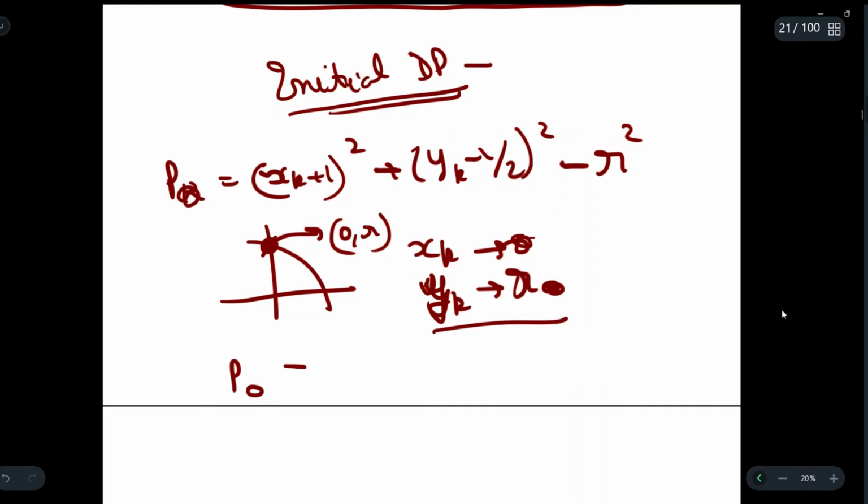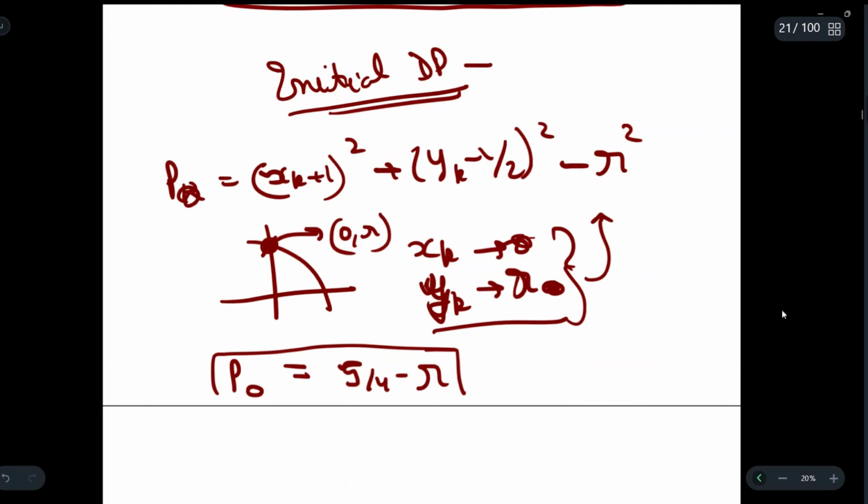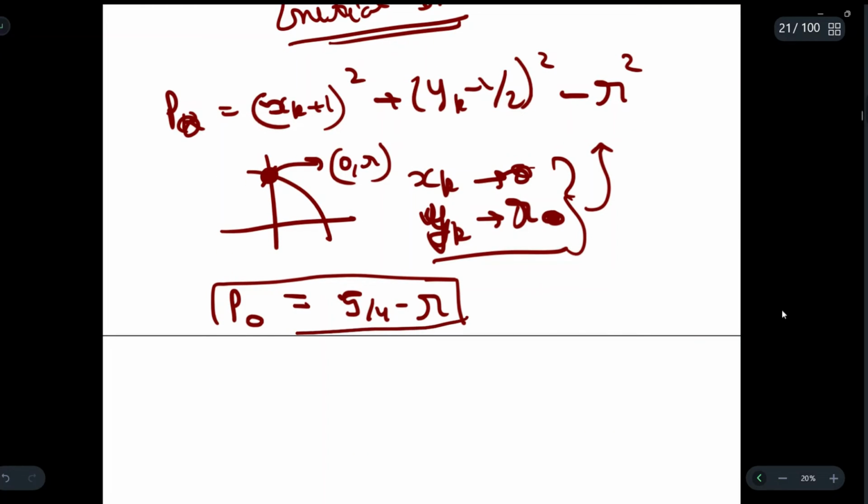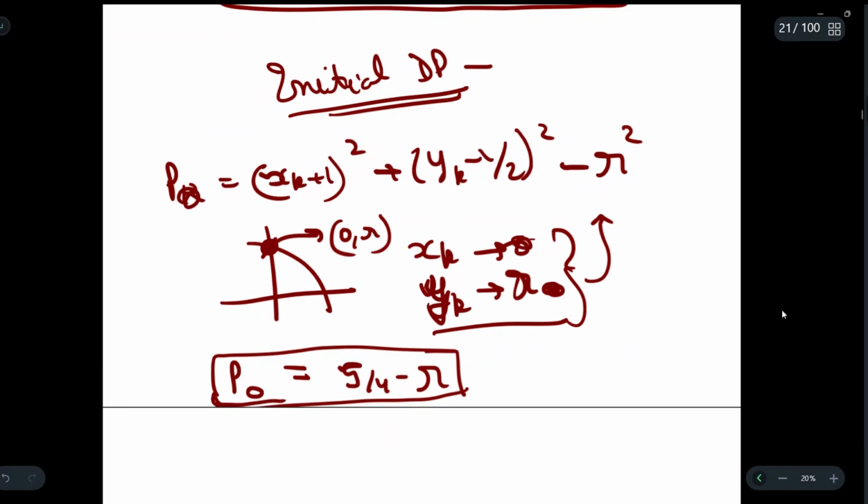P naught as 5 by 4 minus r. That is, we have simply substituted these two values in this equation. And on doing so, you will get the value of P naught as 5 by 4 minus R. Now this is the value of the initial decision parameter. That is, this is your step 3.